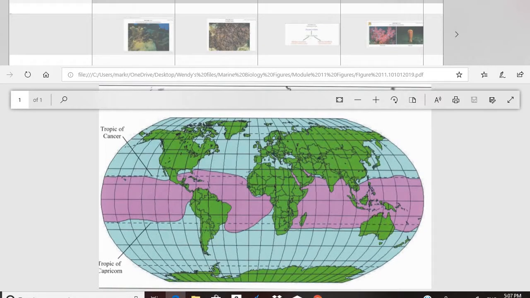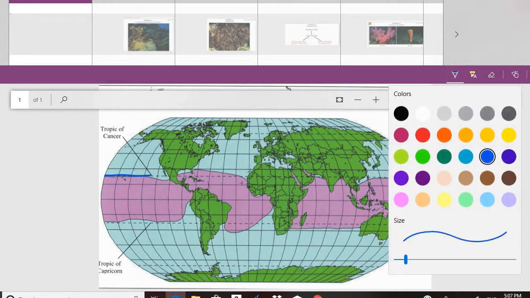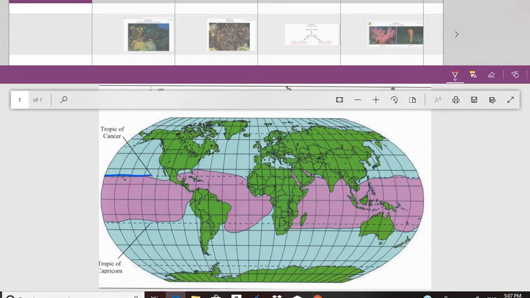So here's the Tropic of Cancer on the north side and the Tropic of Capricorn there. The equator would be right across the middle. So the purple area represents those areas where coral reefs can be found.